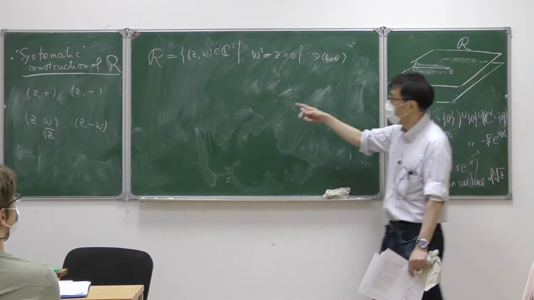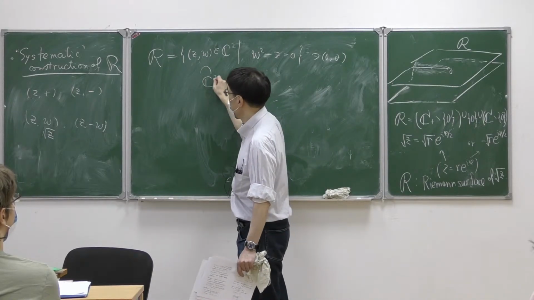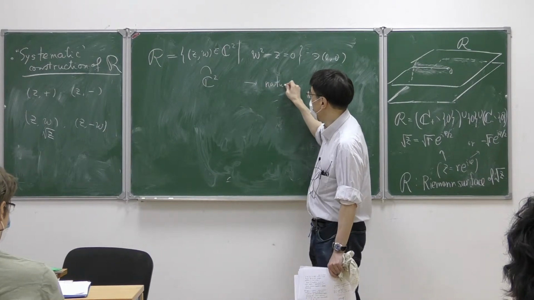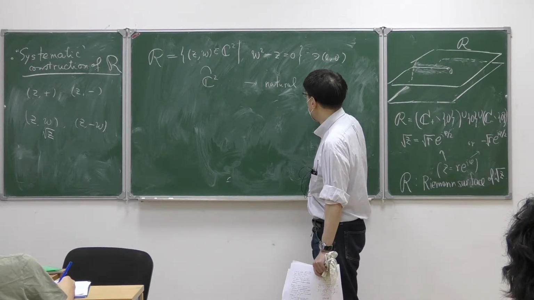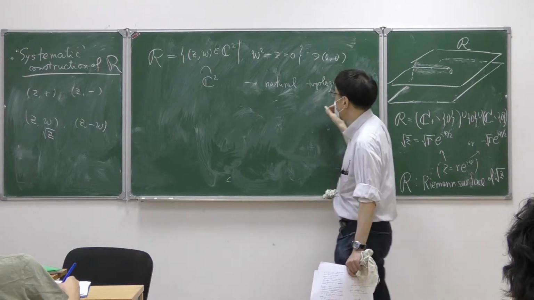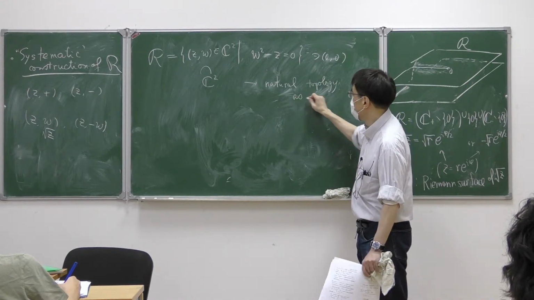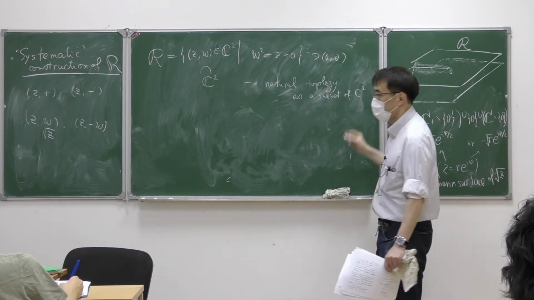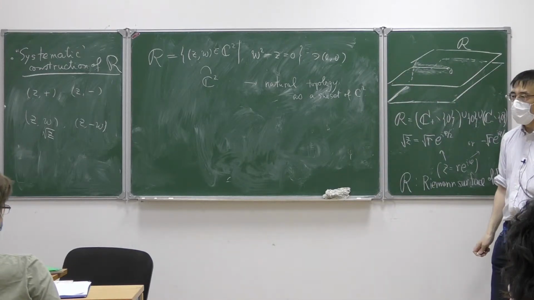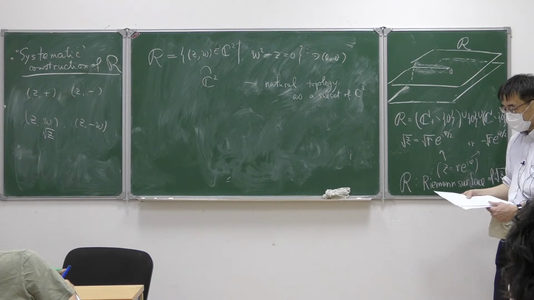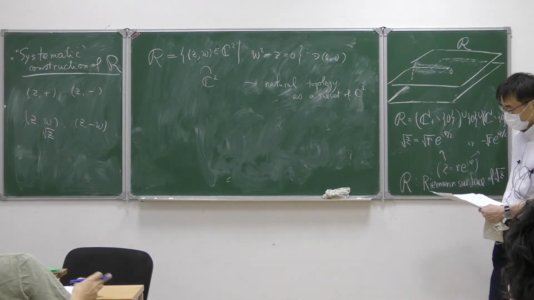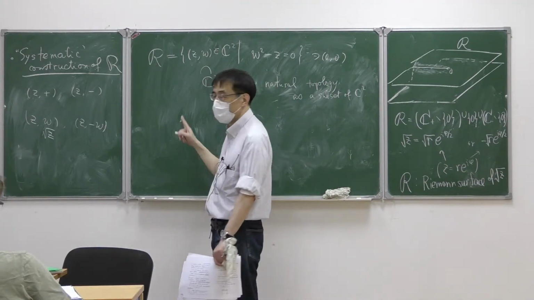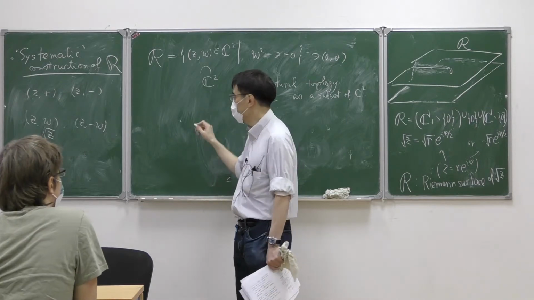But in this case, it's a subset of C2, so we have a natural topology as a subset of C2 or R4 if you like. And the punchline is that this R is a complex manifold.